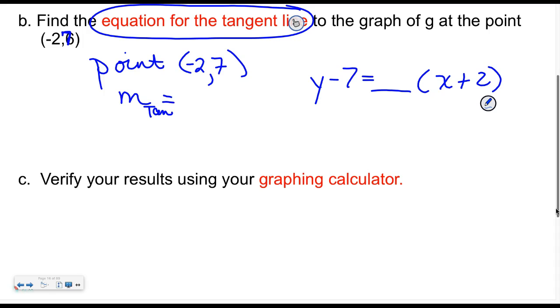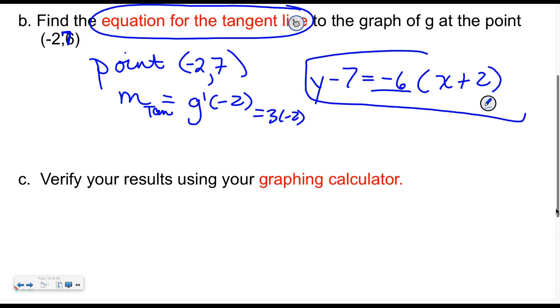This was g, so this would be the derivative there. So g prime of x, it would be at that point that I need. Taking my derivative equation, what is my derivative when x is -2? Plug her in. It says it's 3x for my derivative, so this would be 3 times -2, or -6.